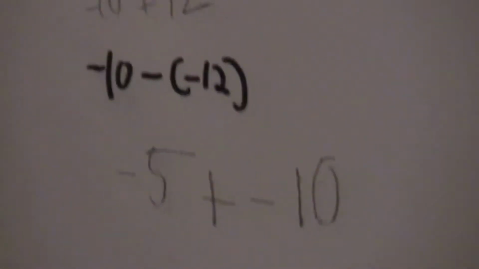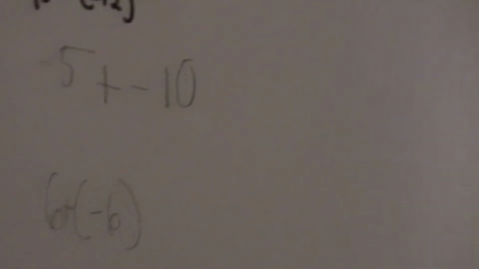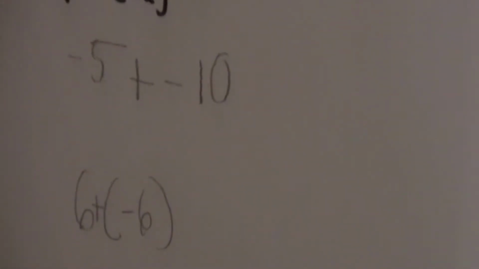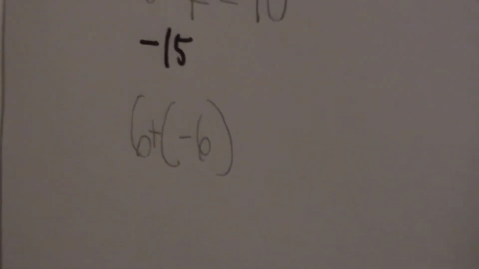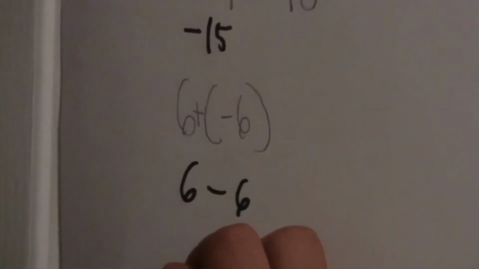-10 minus -12, or -10 plus 12, is positive 1, actually. Then, -5 plus -10. So, when the signs are the same, you go down. So, -5 plus -10 would be -15. And 6 plus -6. Think of it as 6 minus 6. And your answer is 0.